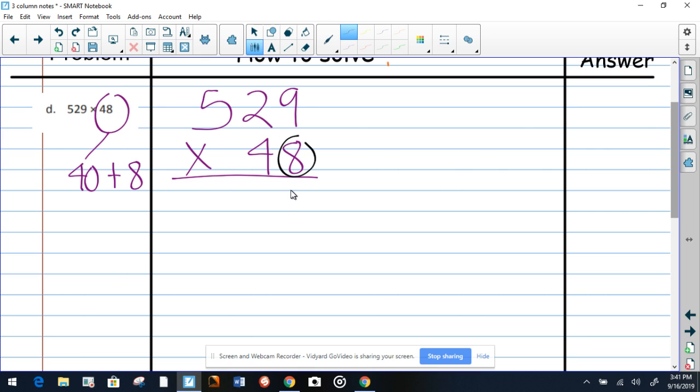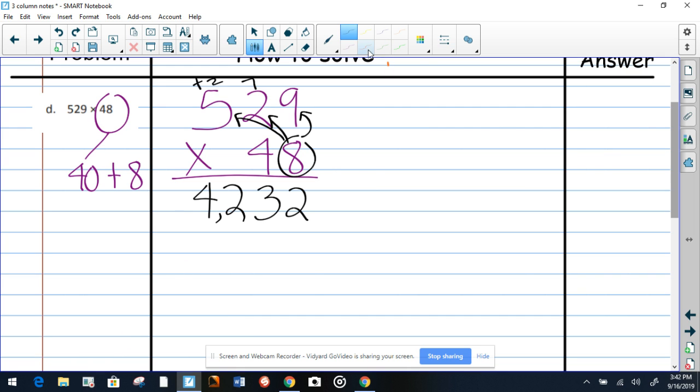8 times 9 equals 72. You carry 7 over to the tens. 8 times 2 equals 16 plus 7 equals 23. You carry 2 over to the hundreds. Then 8 times 5 equals 40 plus 2 equals 42. So that's going to be the ones.